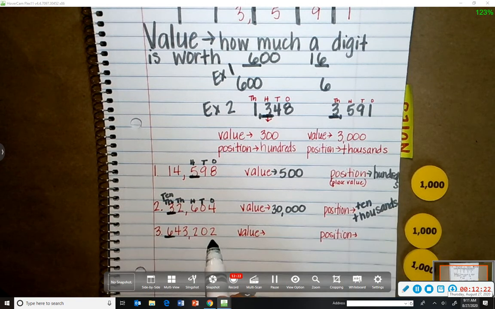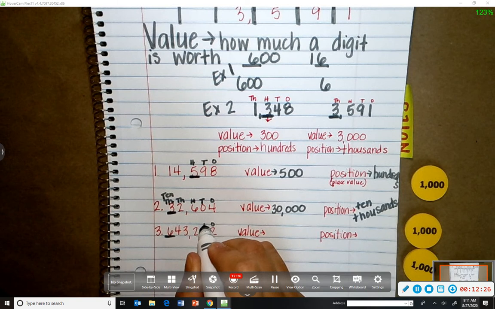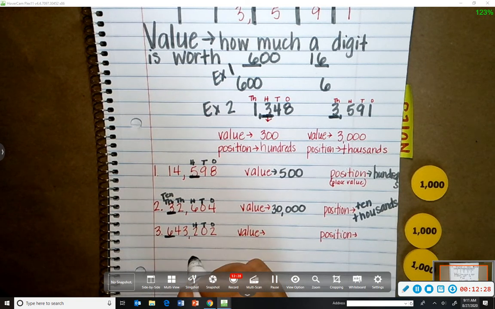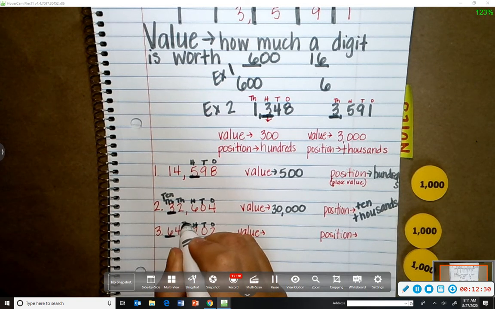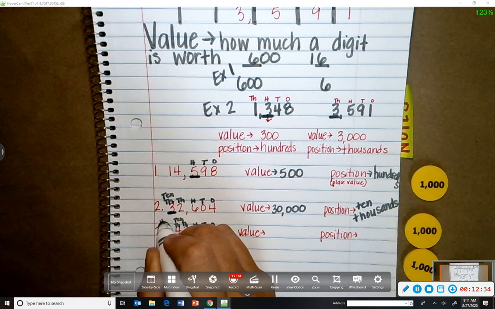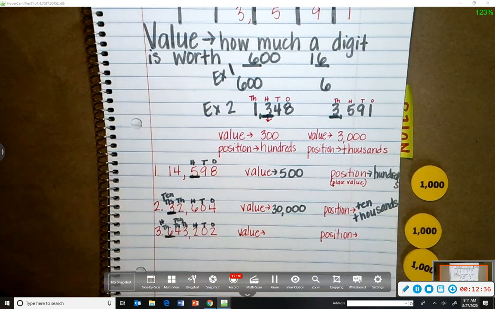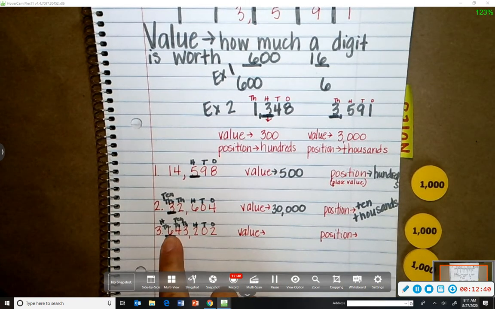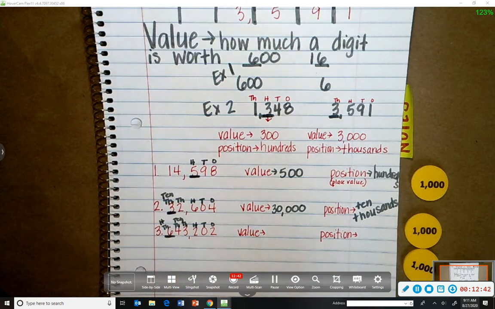First, you should have labeled your place values, starting from the right: ones, tens, hundreds, thousands, 10,000s, 100,000s. Okay, so our position would be the 100,000s place.